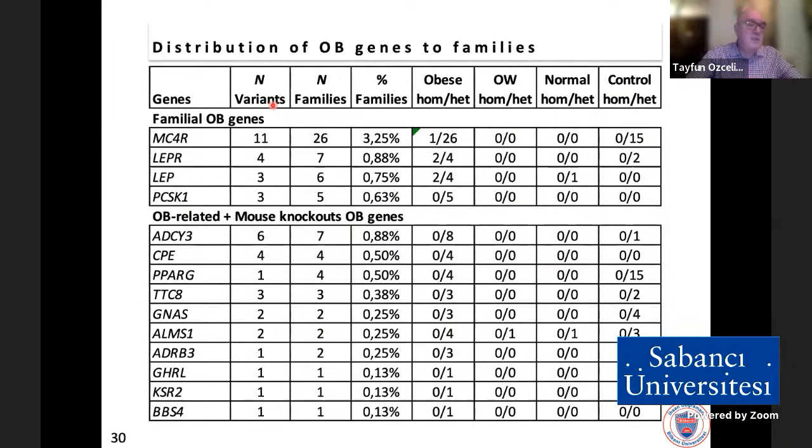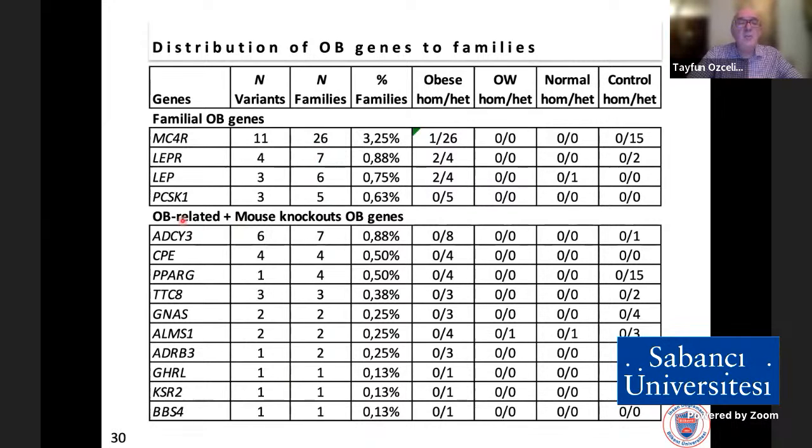So actually, this is a more digestible figure, I think. Here you see the combined summary table of obesity-related analysis, and these are the familial OB genes. We have variants in MC4R, leptin receptor, leptin, and PCSK1, and these are the different percentages of the families. So 11 different mutations for MC4R in 26 families.